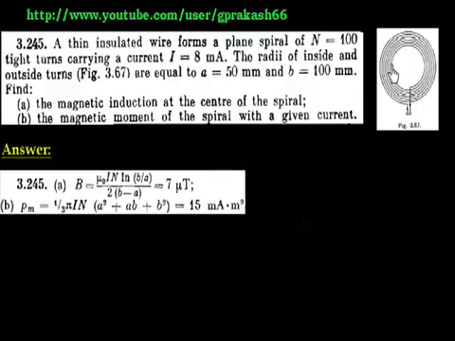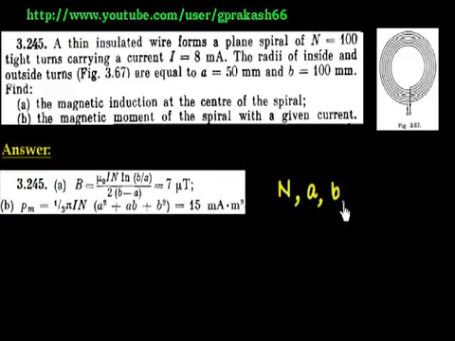And the total number of turns is 100, that is N, that is given to you. N is the total number of turns. And the inner radius is also given. The inner radius is a and the outer radius is b, that is also given to you. We have to find the magnetic field at the center.